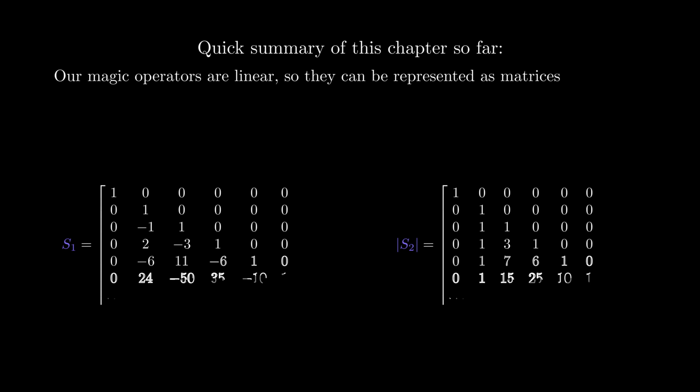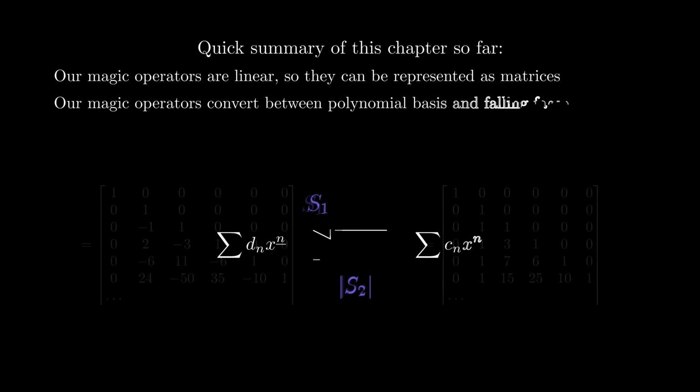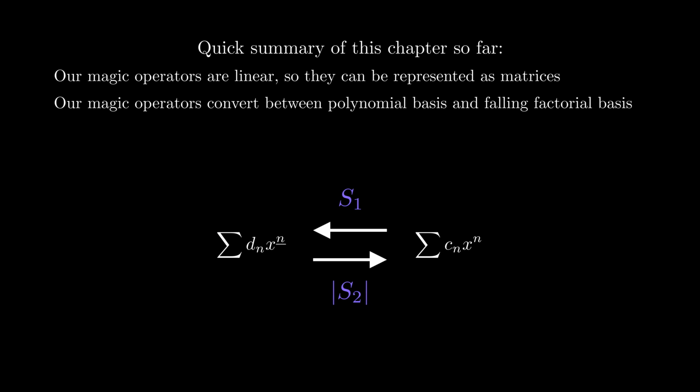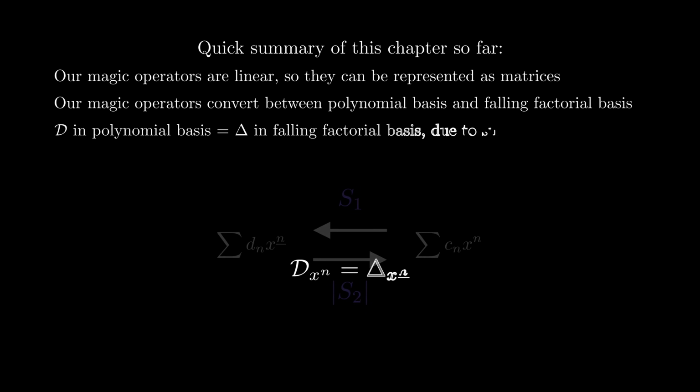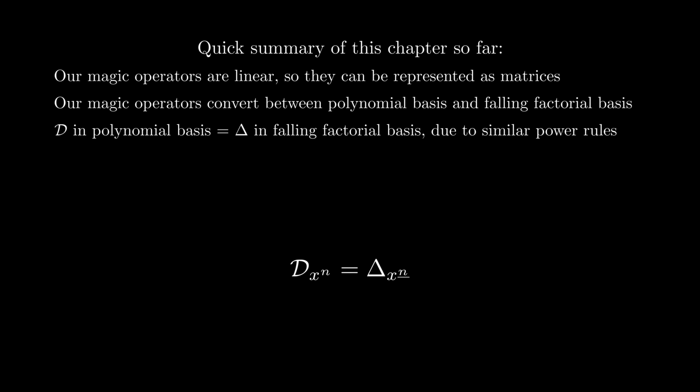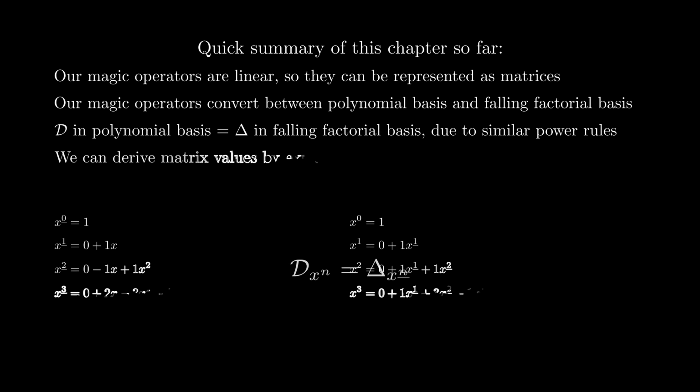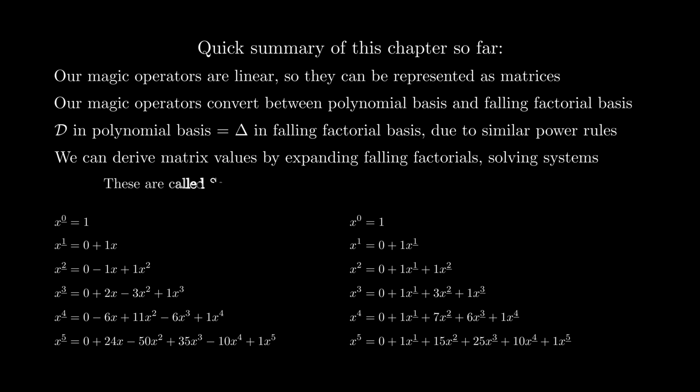Let's do a quick recap of what we just covered so far. We now know that our magic linear operator is actually just a matrix. The way this linear operator works is by converting powers x to the power of n into falling factorials and vice versa, as a change of basis. And so the derivative and forward difference behave the same in their respective bases, thanks to similar looking power rules. This tells us how the values in the matrix are obtained, and these numbers are called Stirling numbers.